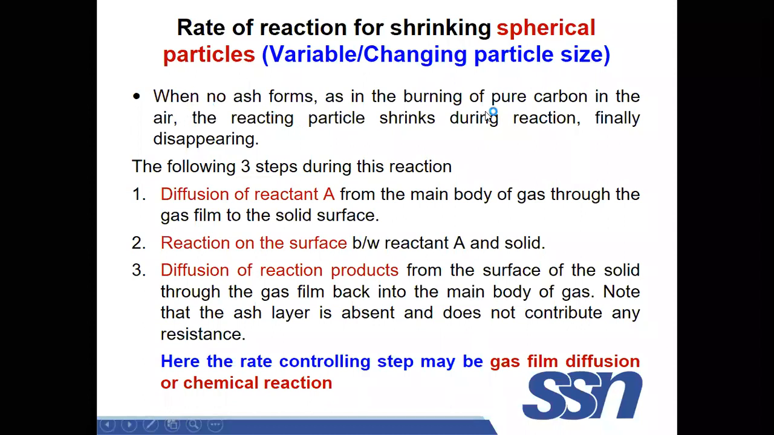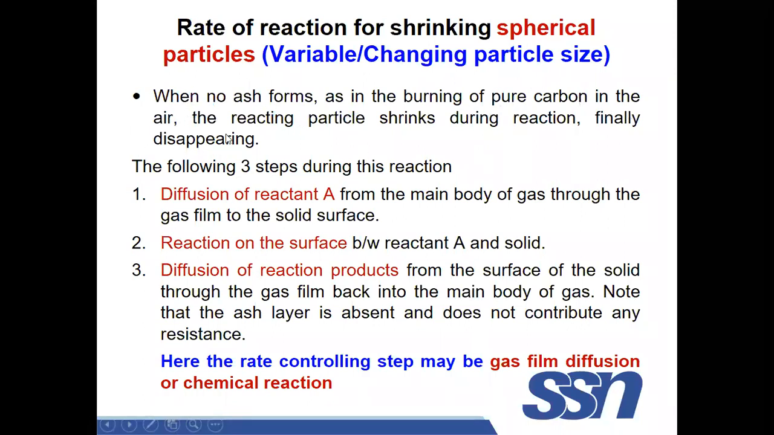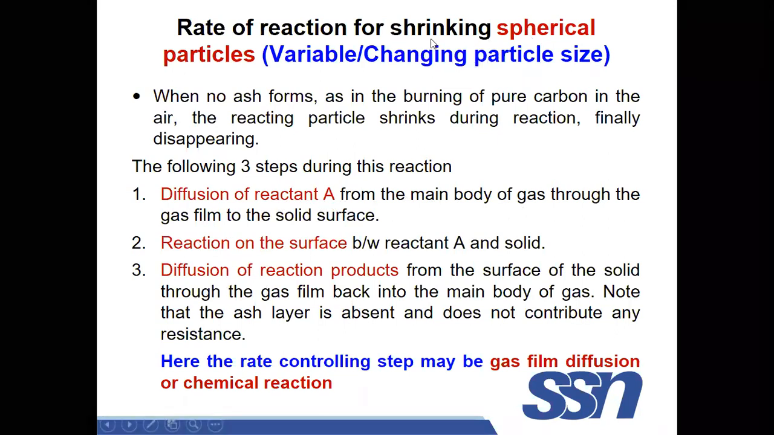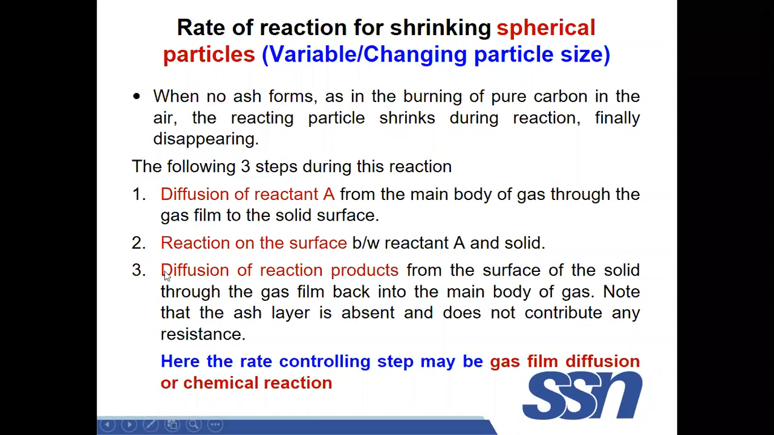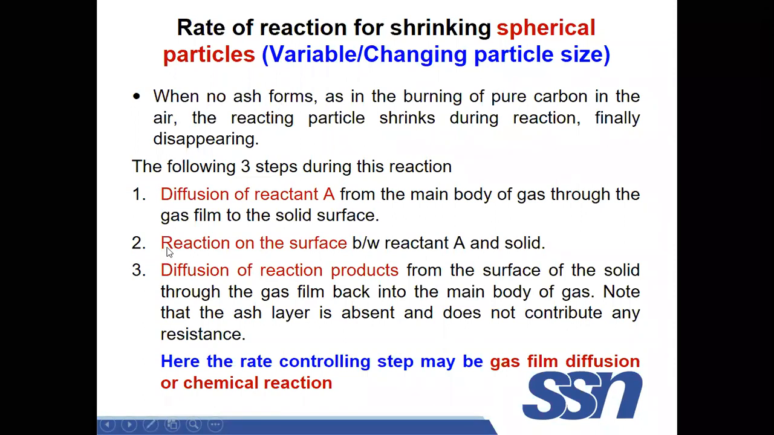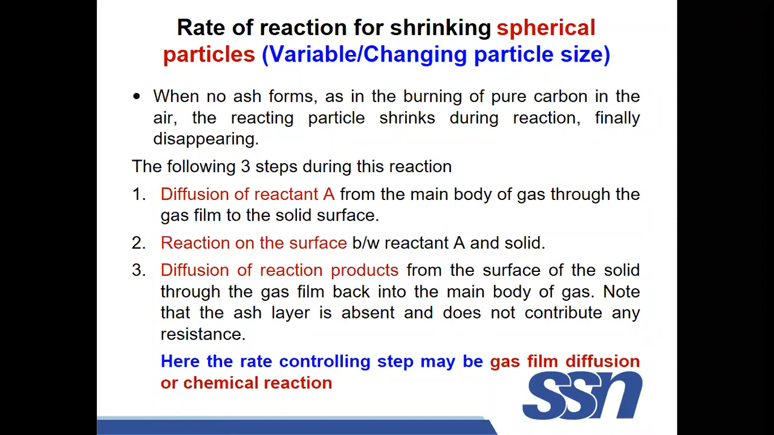So when no ash forms, as in the burning of pure carbon in air, the reacting particle shrinks during the reaction. Finally, out of the 5 steps, what steps are we having? One is diffusion of reactant A, gas, from the main gas body to the gas film, then the reaction, and the third one is diffusion of the reaction products. If there is no change in size and the ash is being formed, 5 steps will come, because again going through the ash and again coming back through the ash. Since there is a change in particle size, that means no ash is formed.